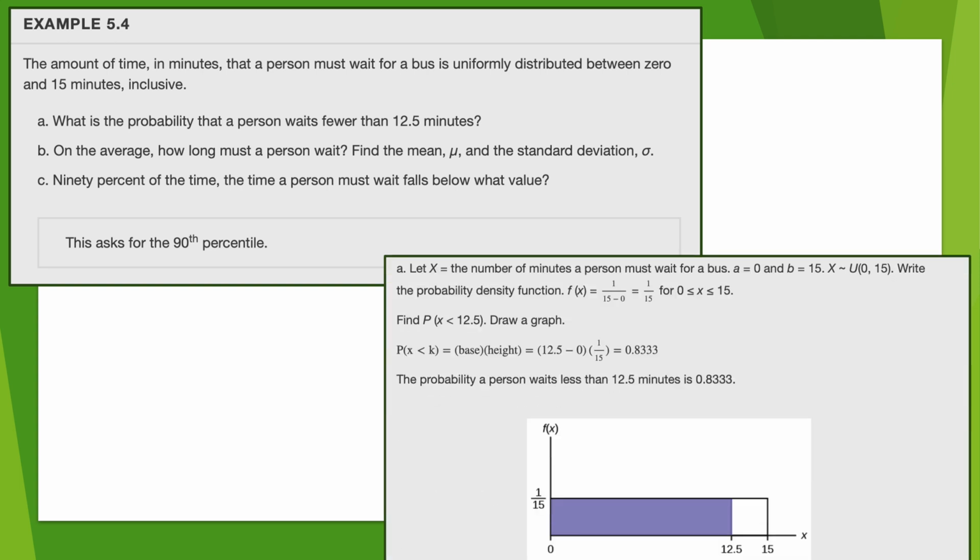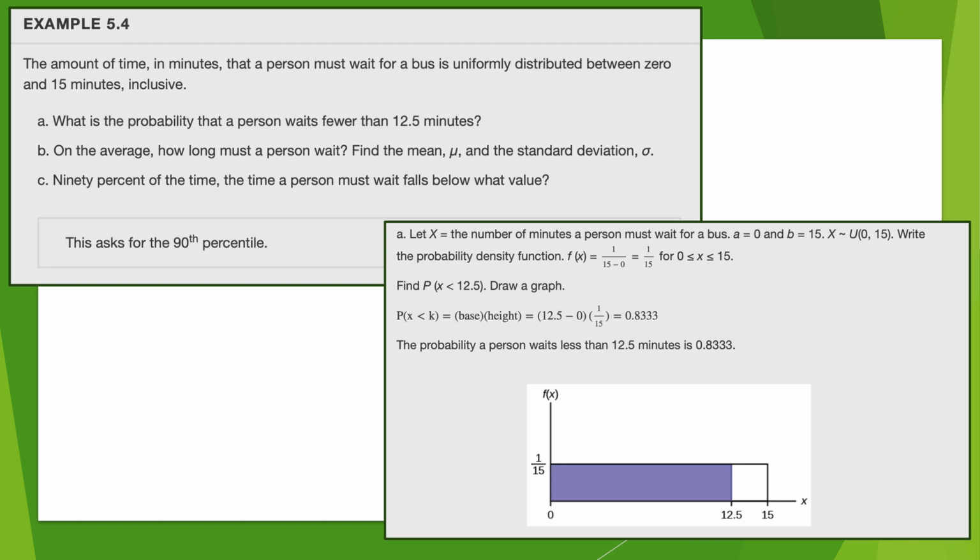Okay. So we start with part A, and then we get into B and C. When I look at this, X is the number of minutes a person has to wait for a bus. We said that A is the lowest value, that's 0. B is the highest value, that's 15. And if we use our notation, X tilde, it's pretty much the same as, another way to represent it is U for uniform distribution, 0, 15. Don't forget the parentheses and the comma in between.